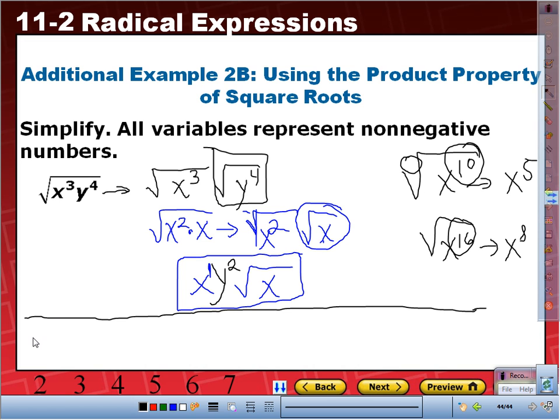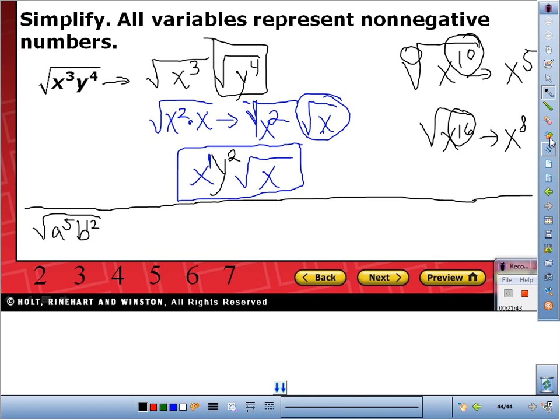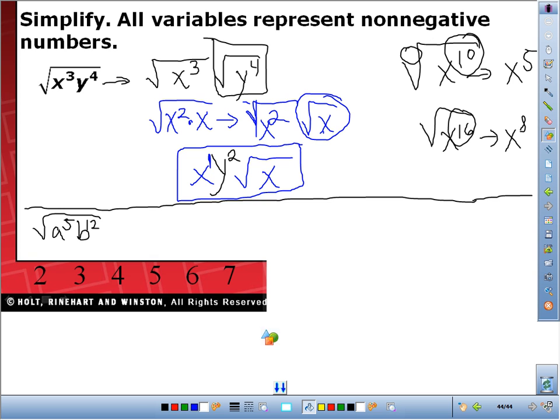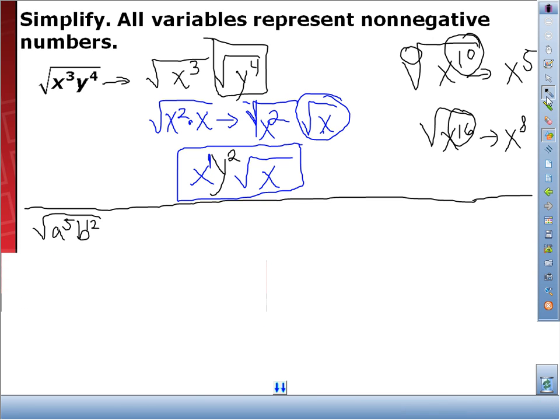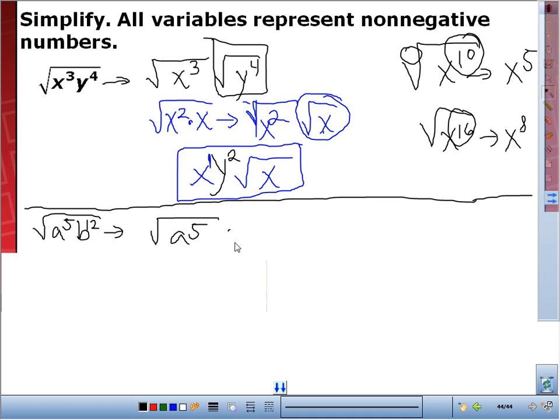So underneath that, I want you to copy this one. Square root of a to the 5th, b to the 12th. Okay, so let's do this one together. This becomes square root of a to the 5th, square root of b to the 12th. So which one of these two can we simplify at this point? Why the 12th? Because it's an even number exponent. So what is 12 divided by 2? 6. So this is b to the 6th. We're done with this one. Now I'm going to focus on this one.